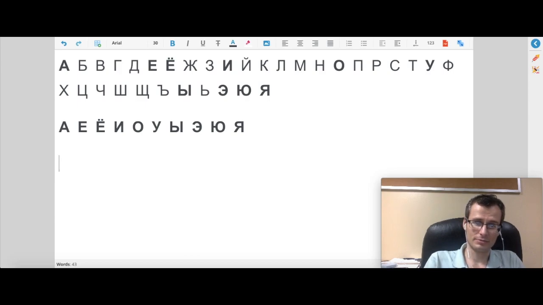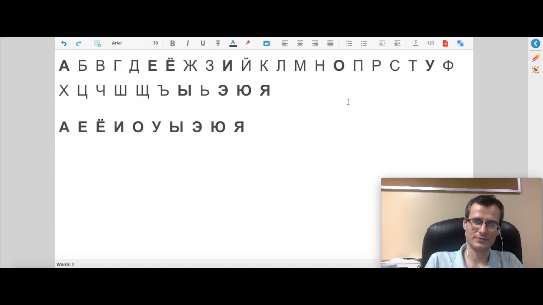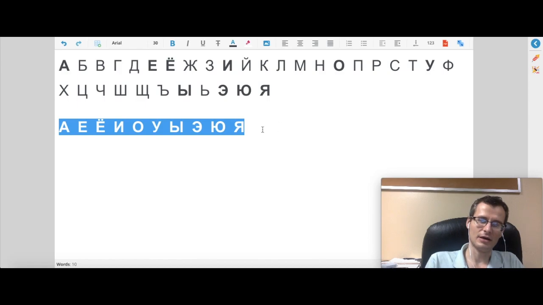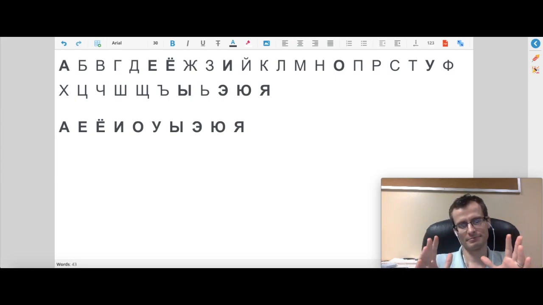Now, here's what I'll ask you to do. Imagine that you need to pair them up. There's 10 of them, right? So you need to have 5 pairs, and you need to pair them up by rhyming, kind of. Like imagine you're writing a poem and you need the letters in each pair to rhyme with each other, okay?